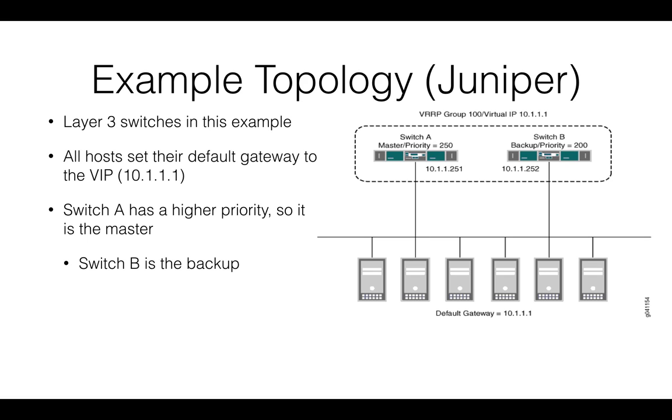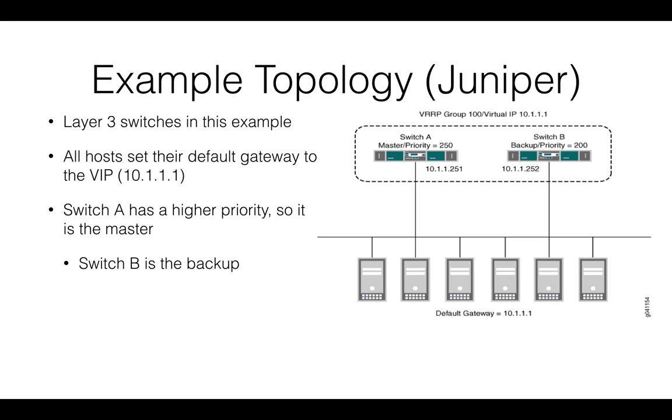Now this is a topology example from Juniper, and they've given us the scenario with two layer 3 switches and a bunch of hosts connected to that internal subnet. The internal subnet being the 10.1.1.0 subnet. What they've done is they've taken those two layer 3 devices, those two layer 3 switches, and given them a virtual IP address of 10.1.1.1.